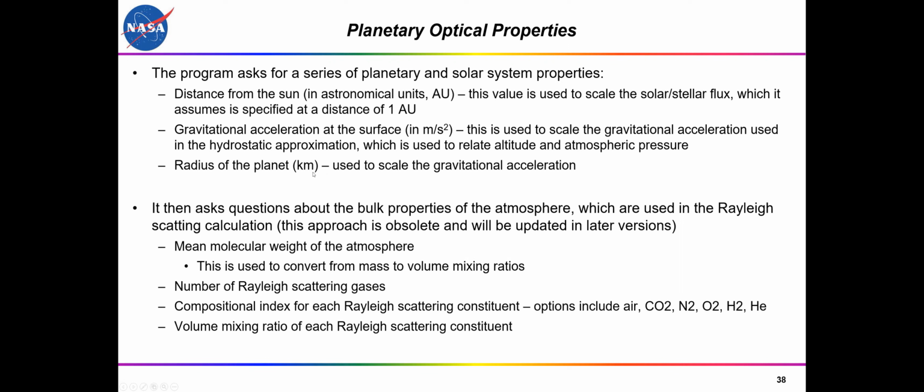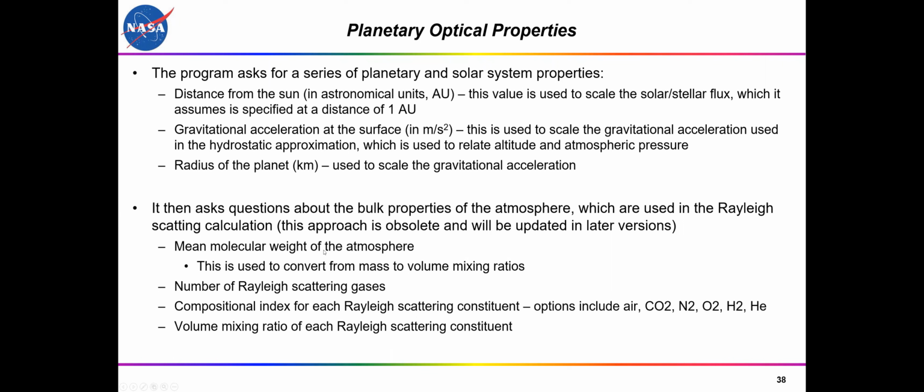So that's the radius of your planet. For terrestrial planets, this is just a number. For a Jovian planet, like I said, it's usually some reference value at which you're specifying your gravitational acceleration. It's then going to ask you some questions about the bulk properties of your atmosphere. It's going to use this for a Rayleigh scattering calculation. I promise that sometime in the near future, I will couple this and make it self-consistent with the calculation that we're doing for all of the absorption properties of the gases. But right now, it's a completely separate calculation.